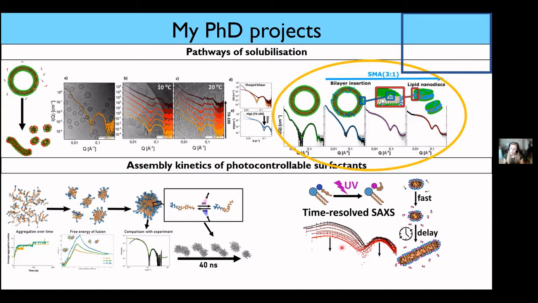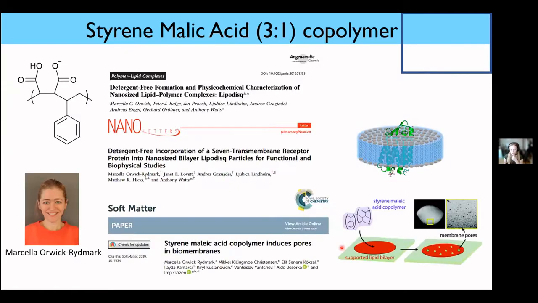But today we will be talking about the styrene maleic acid copolymer and how it forms these nanodiscs from bilayers. So as mentioned, we decided to include this copolymer in our solubilization project, but since we didn't have any expertise on this ourselves, we sought out our colleague from the Institute of Biosciences, Marcella, who has been working on this system before. So probably some of you are familiar with some of her papers here.